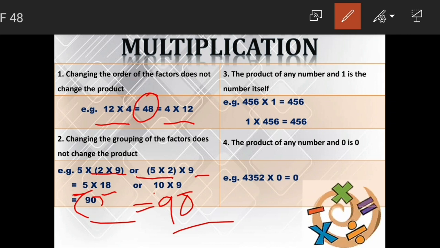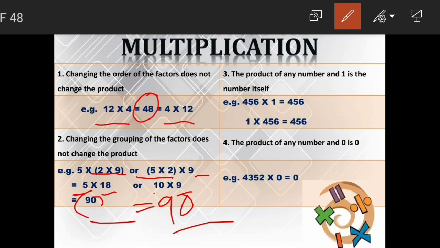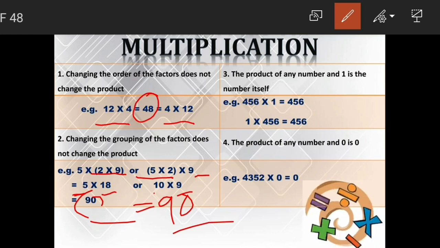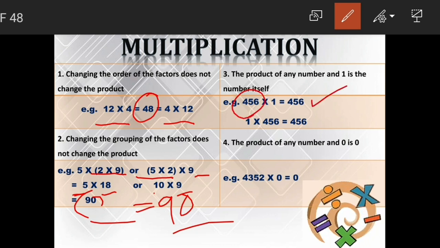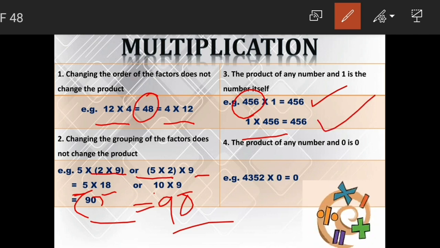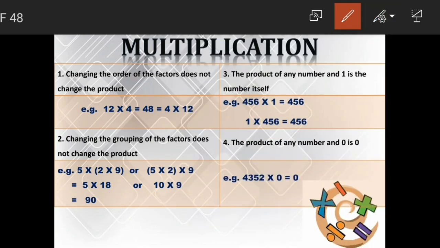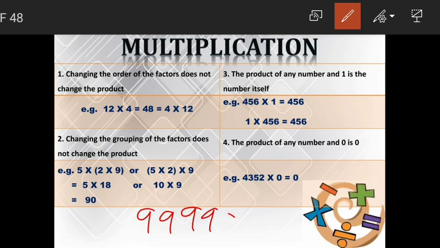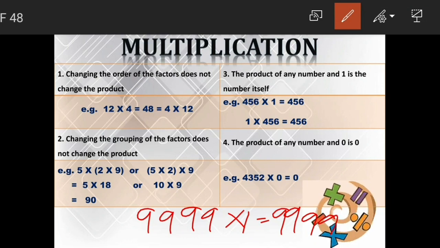Number 3: the product of any number and 1 is the number itself. When you multiply any number, smaller, bigger or any number, with 1, the answer is the number itself. Here it is 456 into 1, we get 456, and 1 into 456, we get 456. You take a bigger number like 9999, even then it will be the same. If you multiply 9999 with 1, you will get 9999. So no matter how big or small the number is, if you multiply the number with 1, the answer will be the number itself.